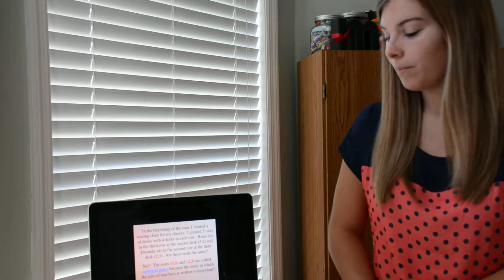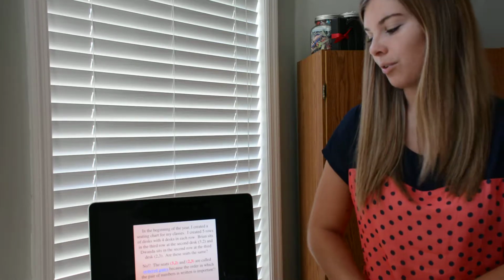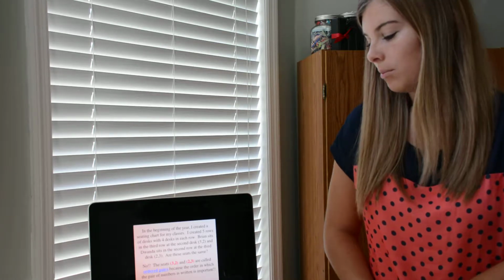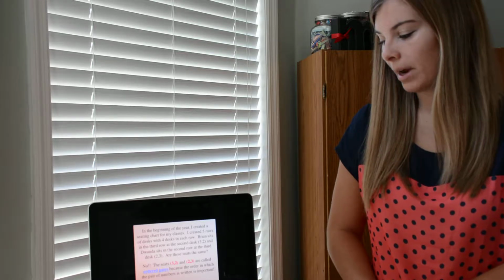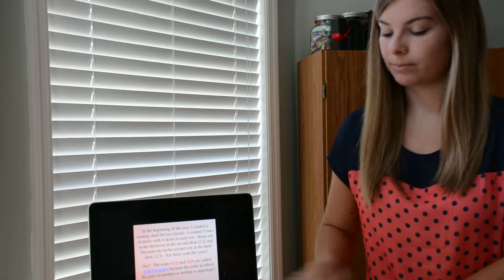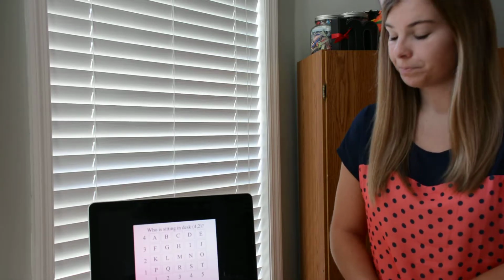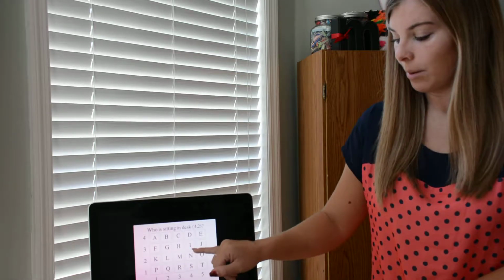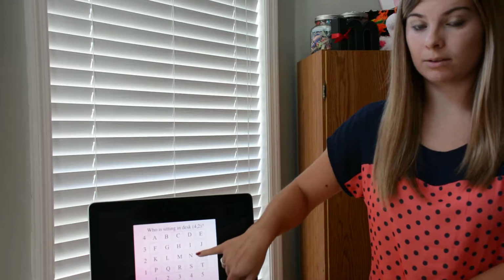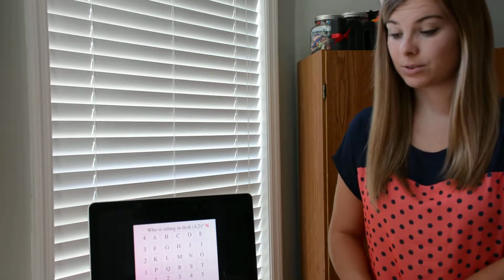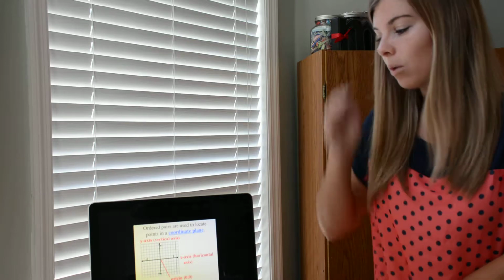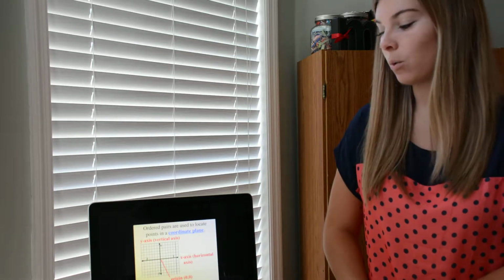No, not at all. The seats 3-2 and 2-3 are called ordered pairs because the order in which the pair of the numbers is written is important. Who is sitting in desk 4-2? We're going to go over 4 and up 2. This should be student N. That's correct, student N. Ordered pairs are used to locate points in a coordinate plane.